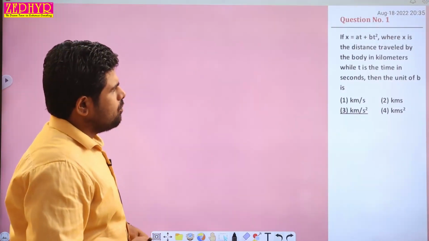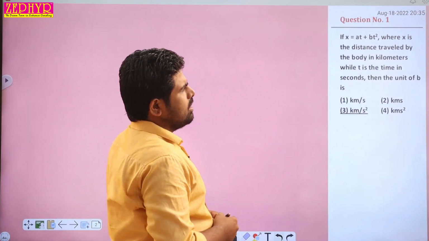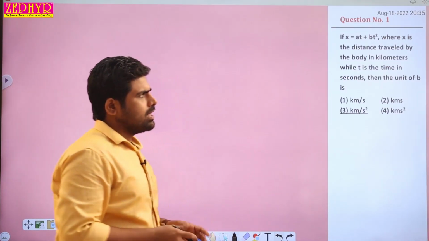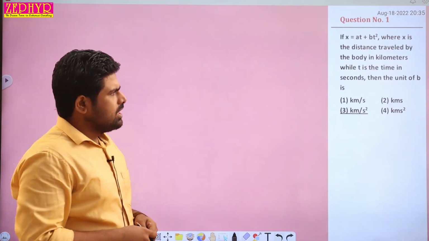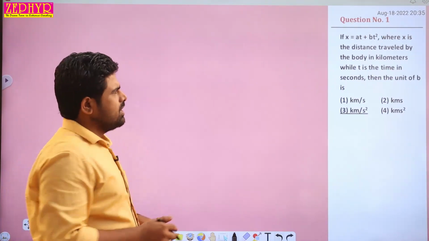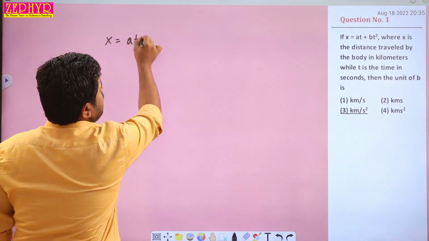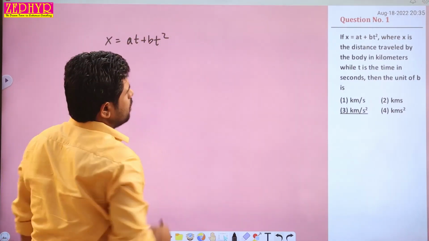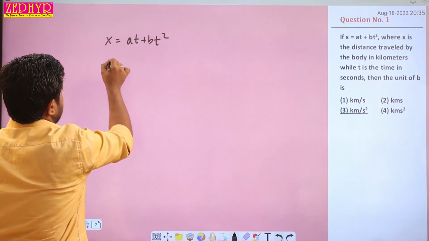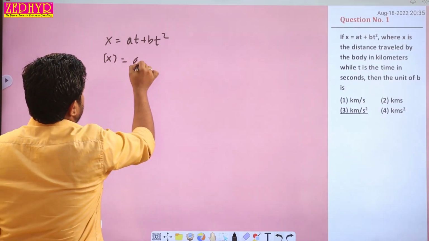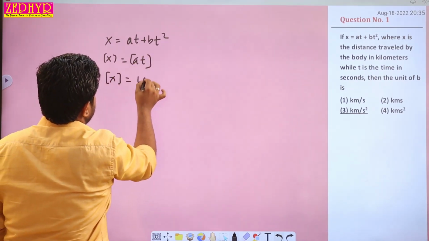Okay. So the first question: if x is equal to at plus bt square, where x is the distance travelled by the body in kilometers while t is the time in seconds, then the unit of b is. Here, we know the equation x is equal to at plus bt square. That means the dimension of x is equivalent to at, and the dimension of x is equivalent to bt square.